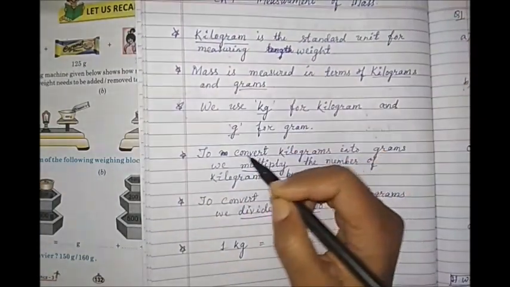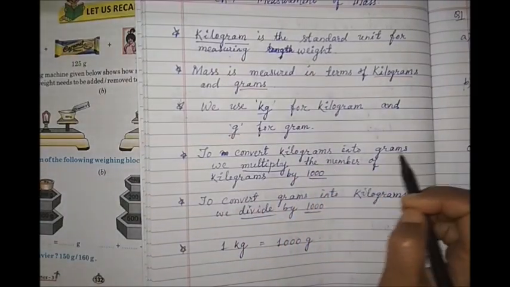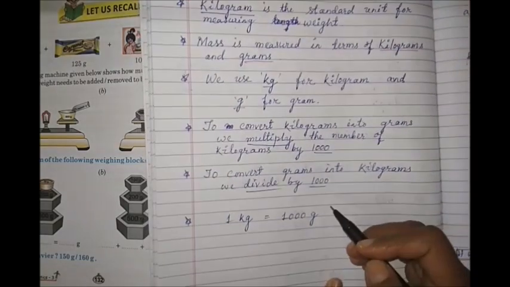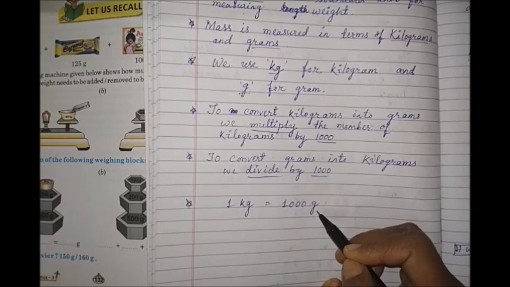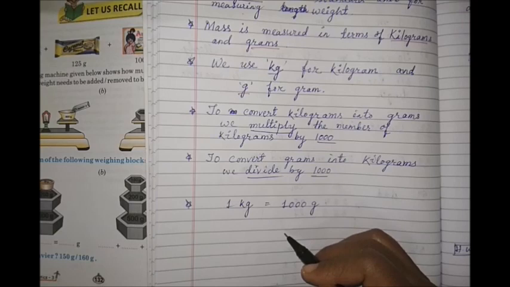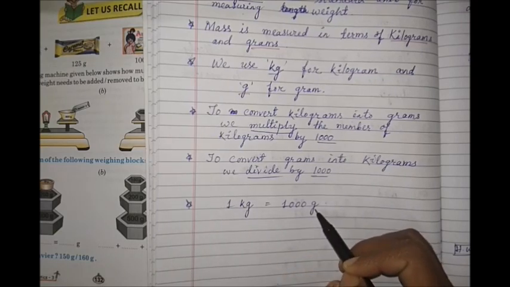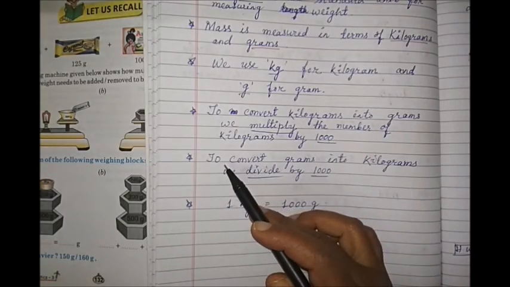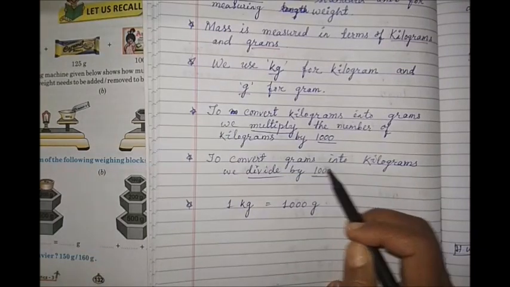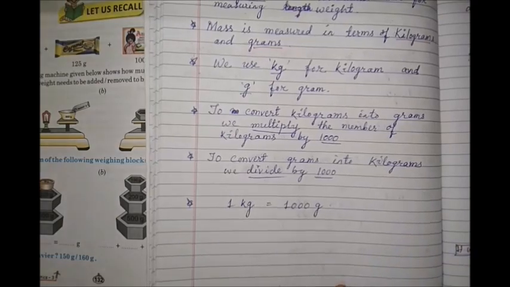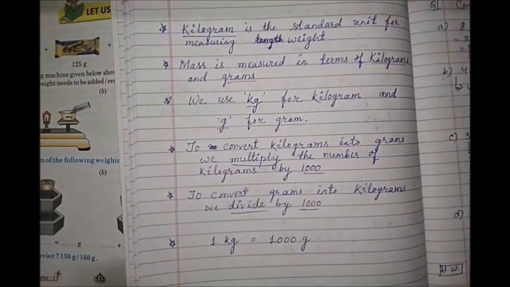To convert kilograms into grams, we multiply the number of kilograms by 1000. Why? Because 1 kilogram is equal to 1000 gram. So 2 kilogram will be 2 multiplied by 1000, which is 2000 gram. Just opposite to that, when we convert gram into kilogram, we divide the gram by 1000. These are very important, so remember them and also note them in your copy.